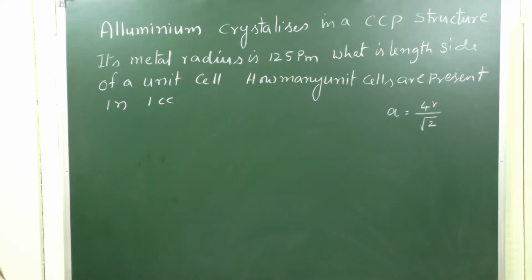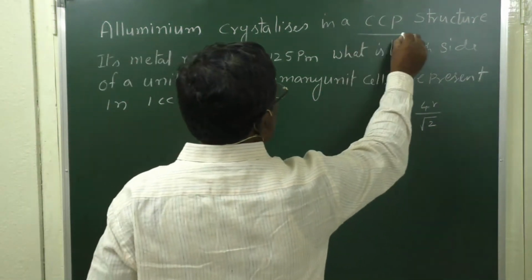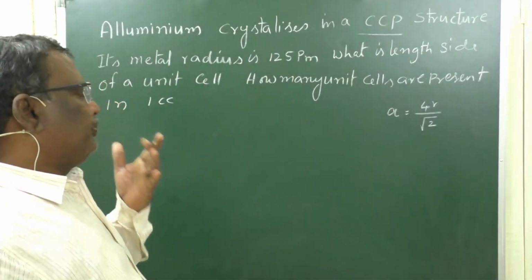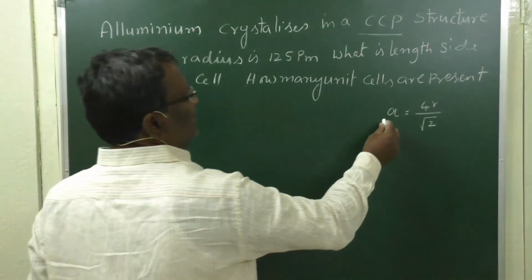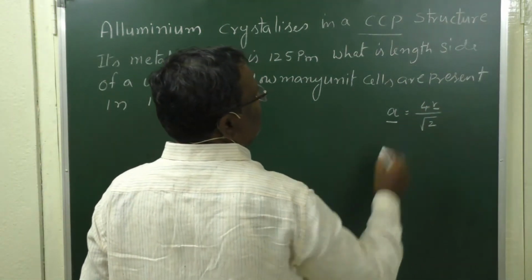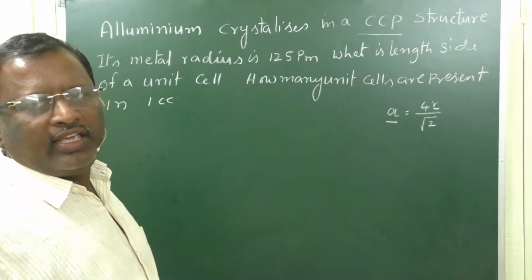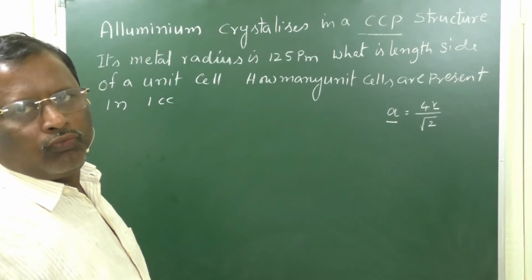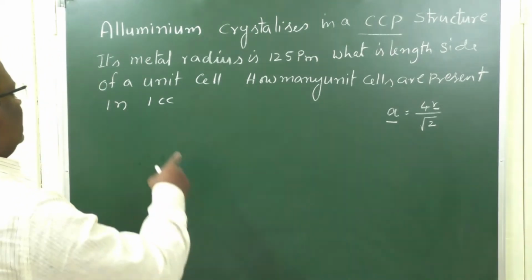Here aluminum crystallizes as CCP. CCP or HCP, it forms a face centered cube. In a face centered cube, the relation between side edge A and R is: A is equal to 4R by root 2.